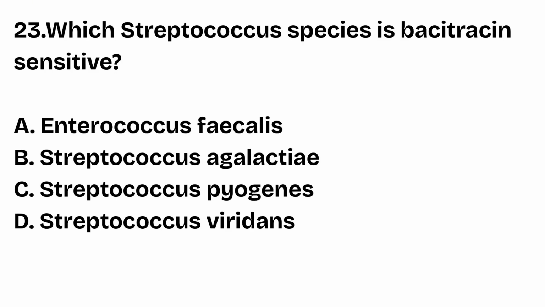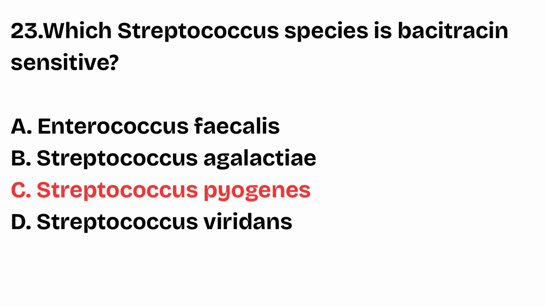Question number 23. Which Streptococcus species is bacitracin sensitive? Enterococcus fecalis, Streptococcus agalactiae, Streptococcus pyogenes, Streptococcus viridans. The right answer is option C, Streptococcus pyogenes. Streptococcus pyogenes, that is group A Streptococcus, is bacitracin sensitive, used as a screening test.